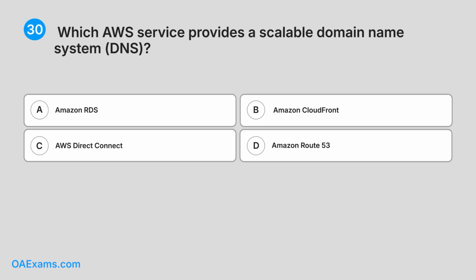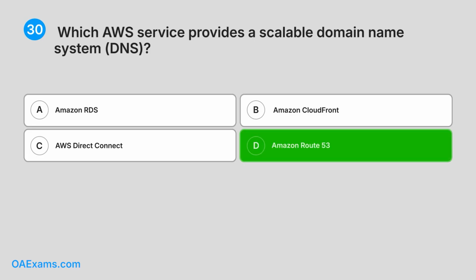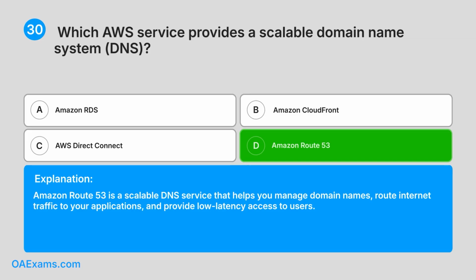Correct answer D. Explanation. Amazon Route 53 is a scalable DNS service that helps you manage domain names, route internet traffic to your applications, and provide low-latency access to users.